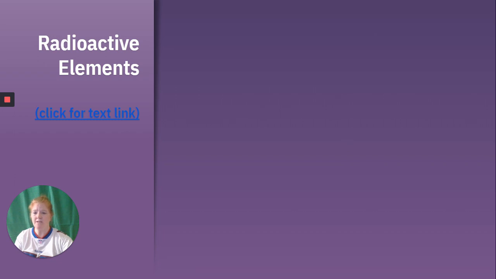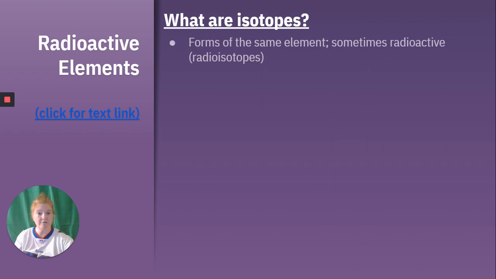So what are radioactive elements? Okay, first, what are isotopes? And if you took chemistry, you definitely learned this. Isotopes are forms of the same element. In chemistry, you learned they have the same number of protons, but different numbers of neutrons. We don't need to know that here. But what you do need to know is that sometimes isotopes are radioactive. That means they're called radioisotopes.